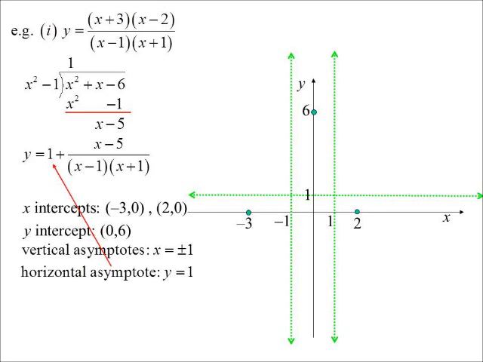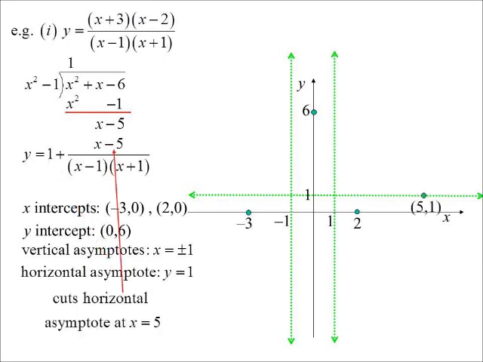The next question is, does it actually cut it? And in this case, yes, it does, because the top of the fraction, x minus 5, can equal 0. And it'll equal 0 at x equals 5. So I know it'll actually cut that horizontal asymptote at x equals 5. So now the challenge is to draw this curve. And that's where the idea of it always bending towards the asymptote comes in handy.